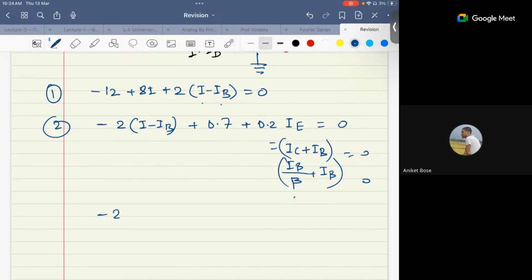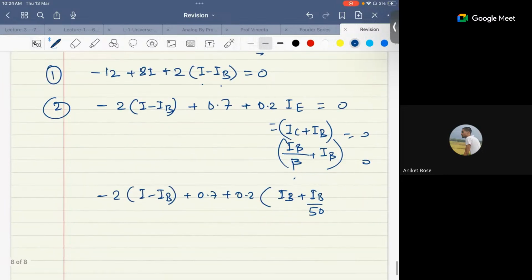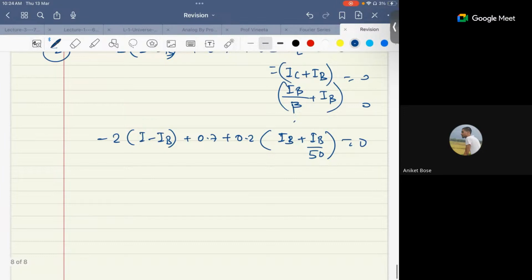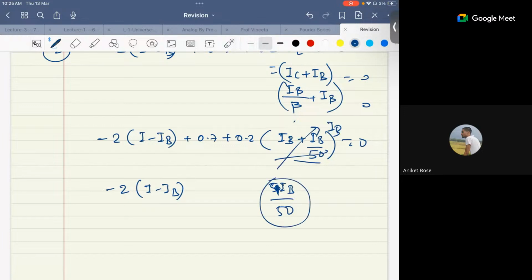So minus 2 times (I minus IB) plus 0.7 plus 0.2 times (IB plus IB upon 50). This will be 51 IB upon 50, correct? So see here also 51 IB upon 50, so almost like IB only. You can just write it as IB here and calculate the value of IB.